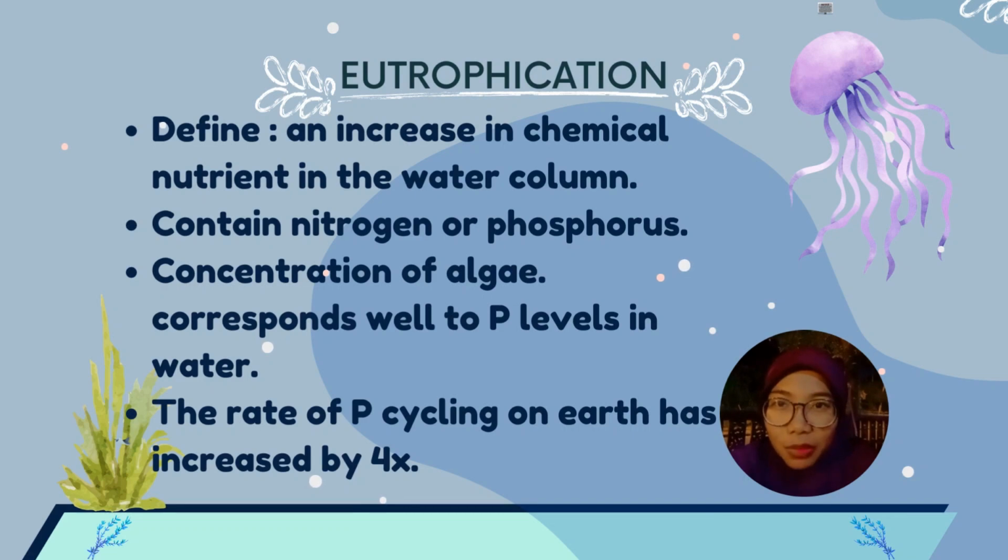The more phosphorus, the more algae. Humans have increased the rate of phosphorus cycling on Earth by 4 times with agricultural fertilizer production and application. Between 1950 and 1995, 600 million tons of phosphorus were applied to Earth's surface, primarily on croplands.